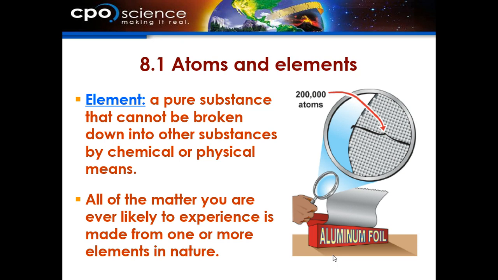Aluminum foil is your picture there. That is made of aluminum atoms. A pure substance cannot be broken down into other substances by chemical or physical means. It is that substance. Aluminum is aluminum. Gold is gold. Oxygen is oxygen. All the matter you are ever likely to experience is made from one or more elements in nature.